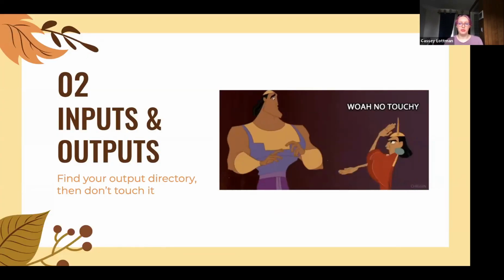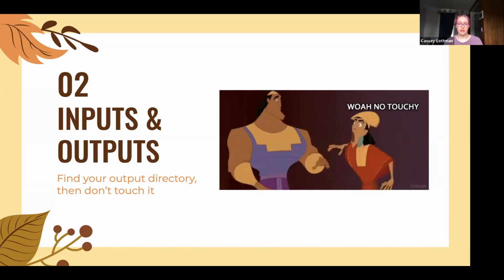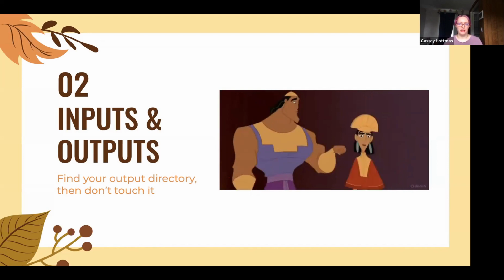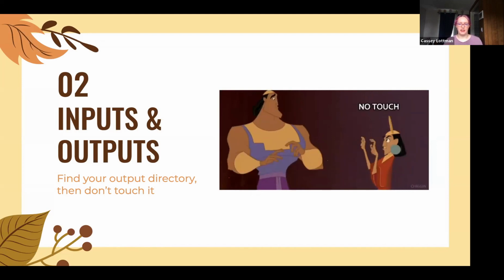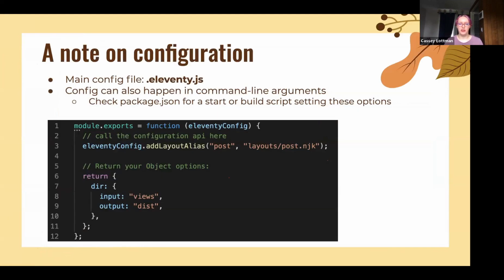So let's go on to inputs and outputs. The main thing here is you want to know what your output directory is and then leave it alone. You want to make all your changes outside the output directory, because when you run the build, everything in that output directory gets overridden, and you don't want to have your changes be lost because they were in the wrong file and got overridden.